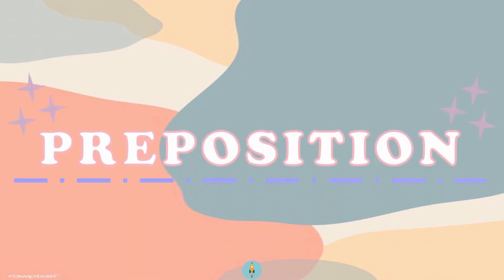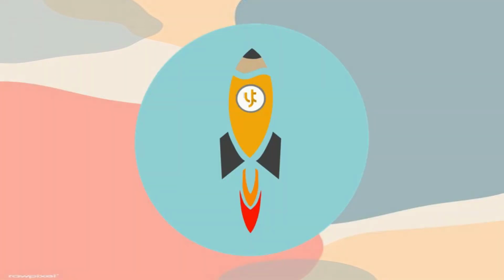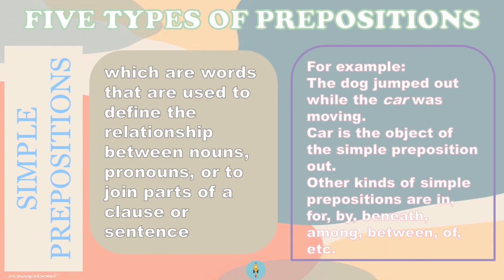Now we're down to prepositions. Prepositions are often referred to as function words and act as bridges which join 2 parts of a sentence, providing necessary information such as location and time. Prepositions have 5 different types. First of which we will discuss is simple prepositions, which are words that are used to define the relationship between nouns, pronouns, or to join parts of a clause or sentence.